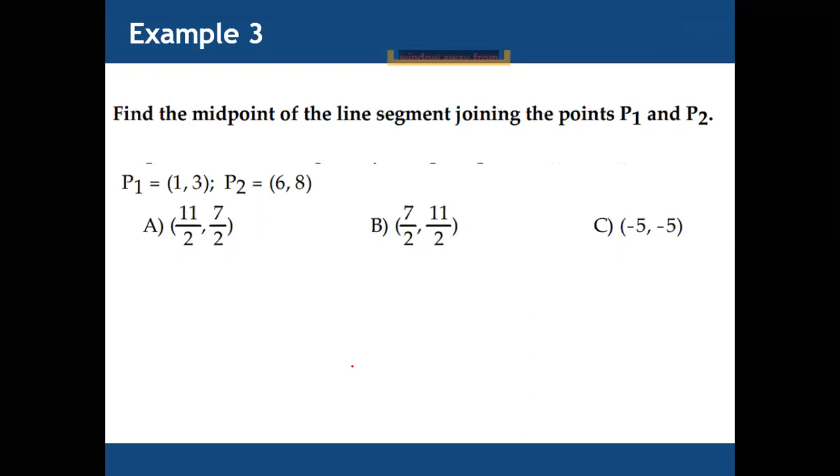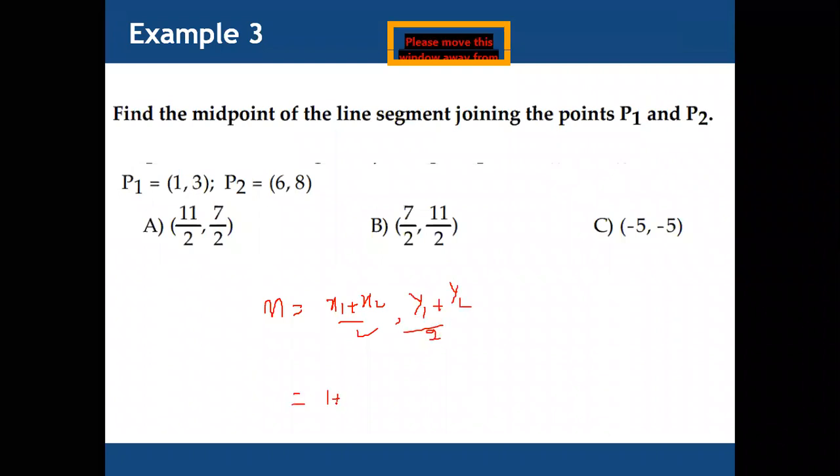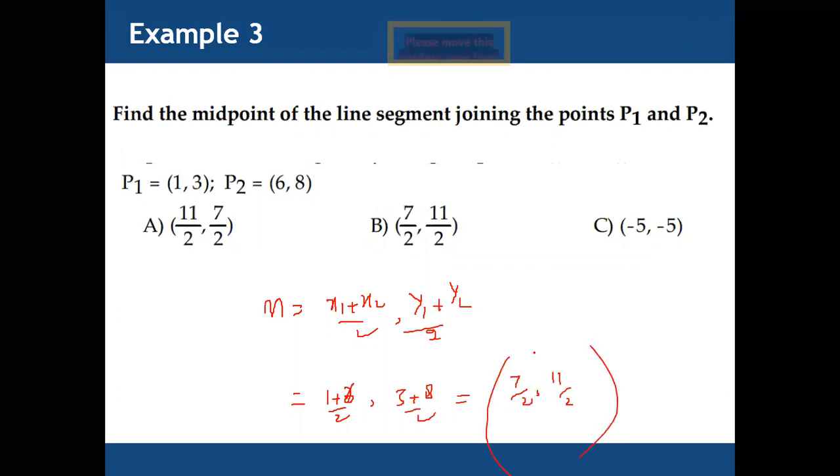Option B is correct. Why? Because we have the formula for midpoint: x1 plus x2 divided by 2 and y1 plus y2 divided by 2. So x is 1 plus 6, and y is 3 plus 8 divided by 2. This one equals 7 divided by 2 and 11 by 2, which is option number B. Excellent.